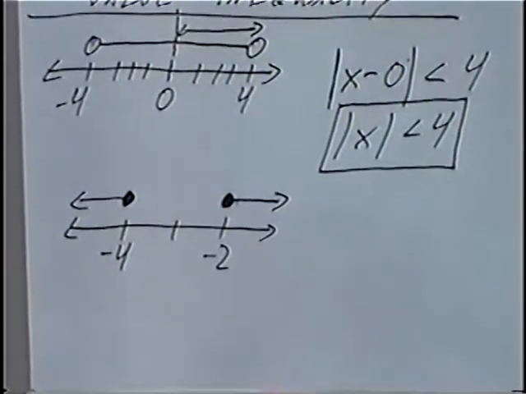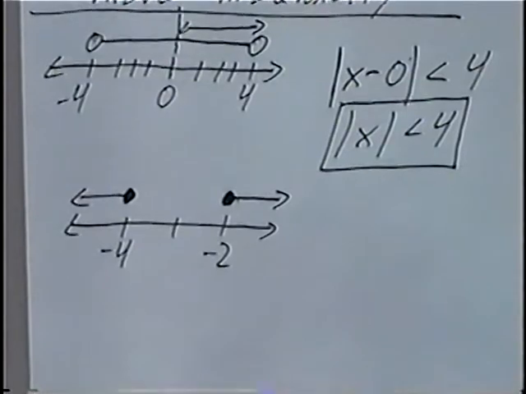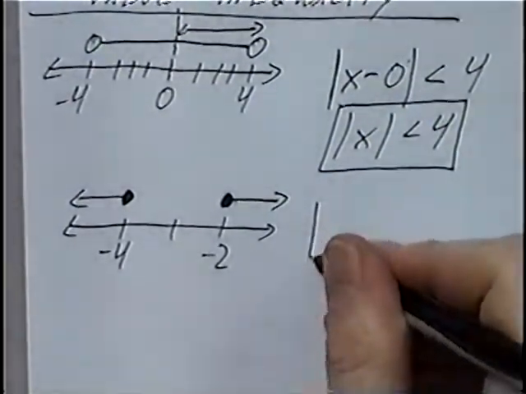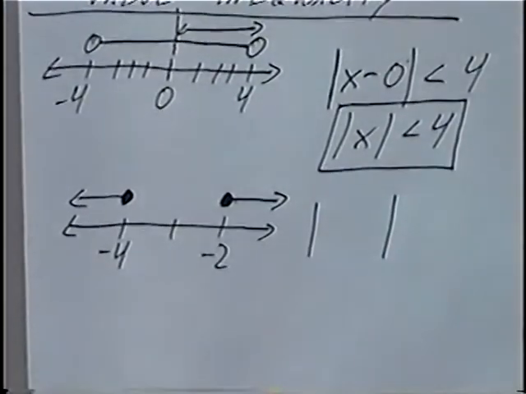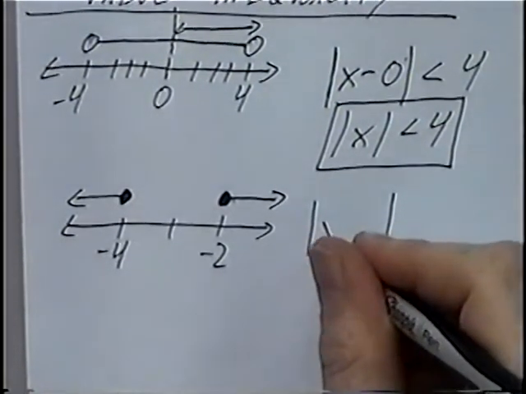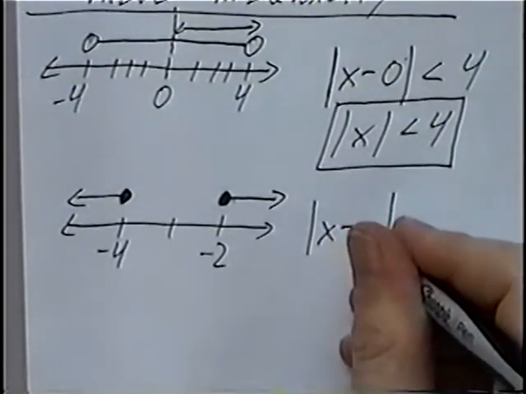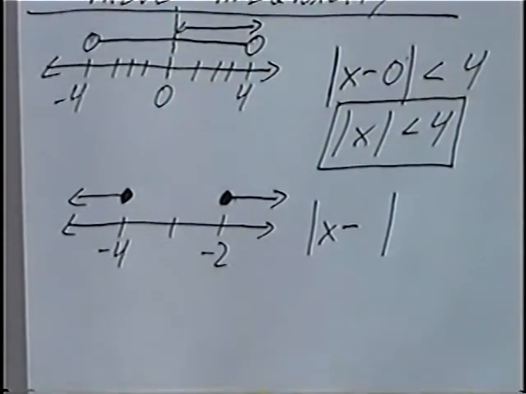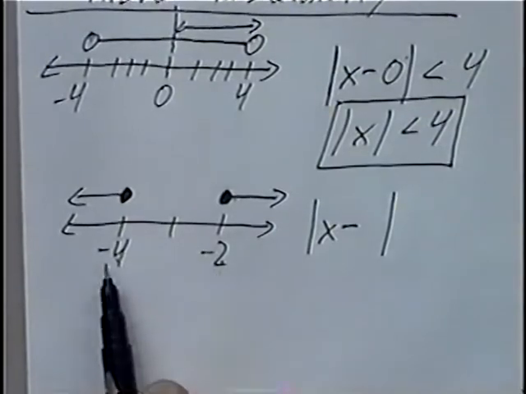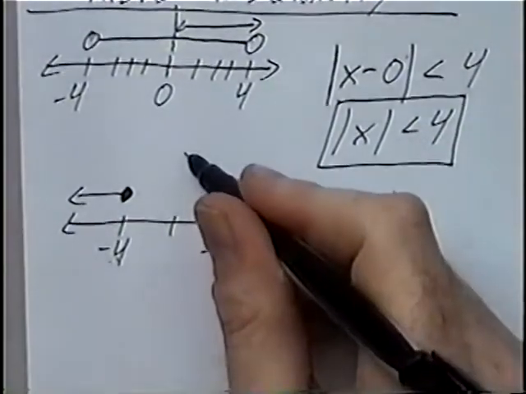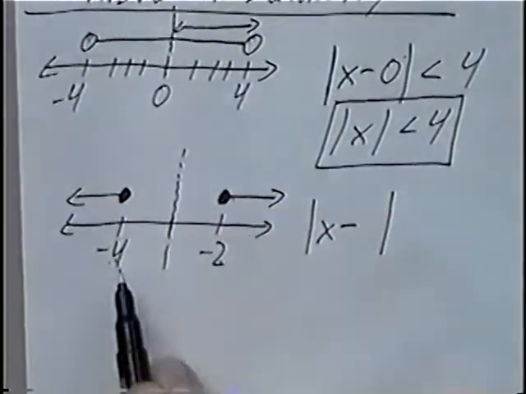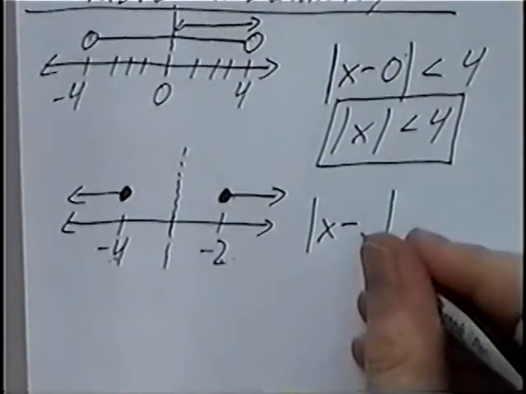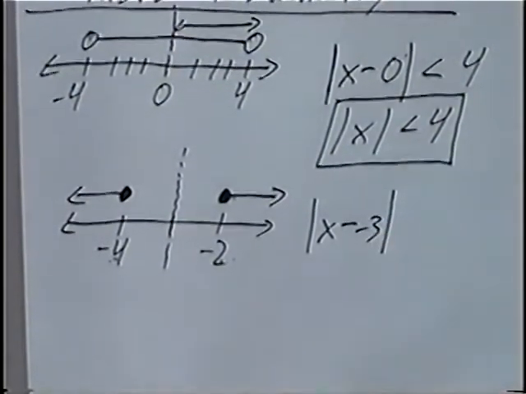Same steps as above. We know it's an absolute value inequality because we have 2 points for the inequality. So we'll start with an absolute value. Using a variable, we can use x. We'll always subtract a number. The number we subtract again is the number that's halfway between our 2 endpoints. The number halfway between negative 4 and negative 2 would be negative 3. So we'll subtract a negative 3.